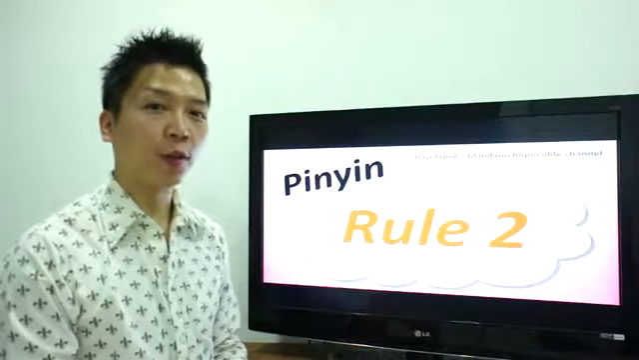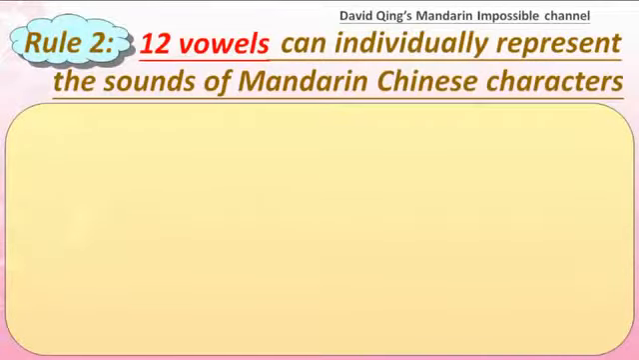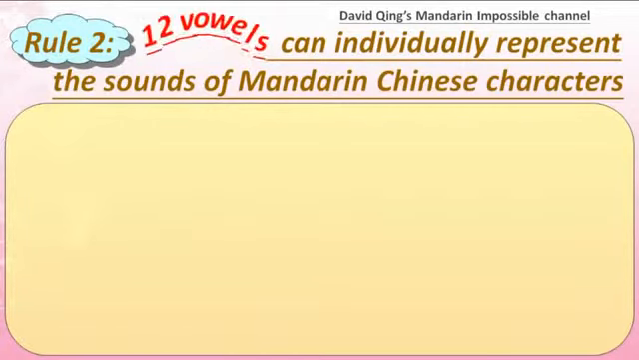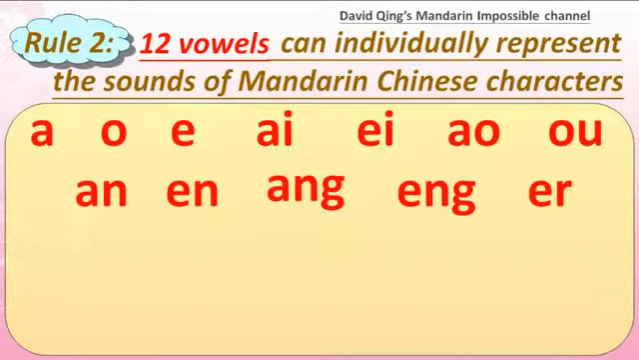Rule 2 gives you the exception to Rule 1. In Rule 1, we learn the consonant plus vowel pattern to represent the sounds of Mandarin Chinese characters. But there are 12 vowels that can individually represent the sounds of Mandarin Chinese characters. The 12 vowels on the screen do not need a consonant to represent the sounds of Mandarin Chinese characters.